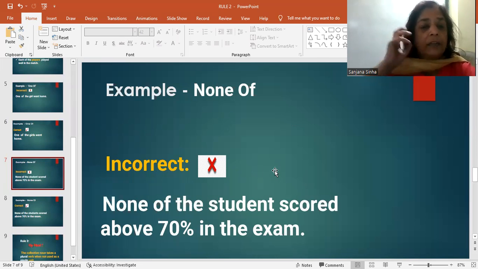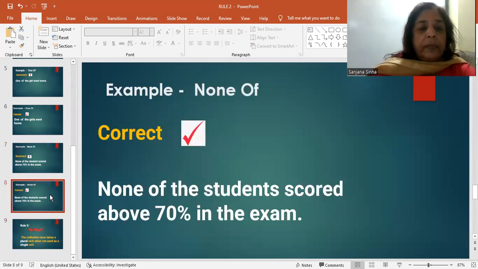Again, this is wrong. Check for the noun. Here the noun is student, and student is singular, so it is wrong. So the correct form will be none of the students scored. None of the students scored above 70% marks.